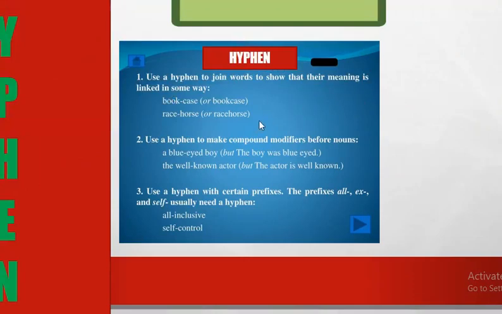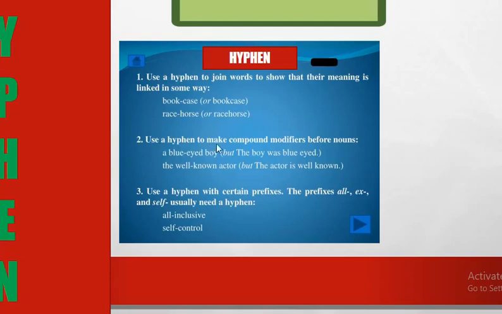And then hyphen. Students, we use a hyphen to join words to show that their meaning is linked in some way. Bookcase, race horse: book-case, race-horse, or bookcase or racehorse.